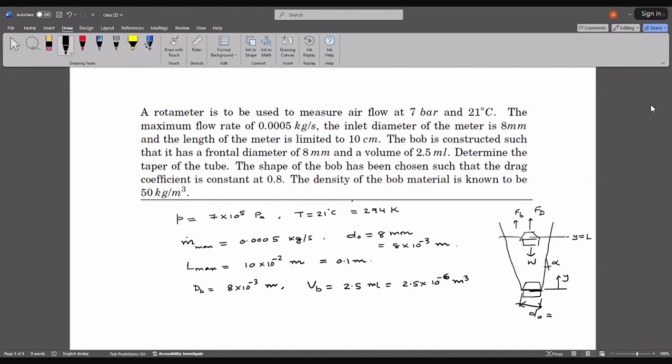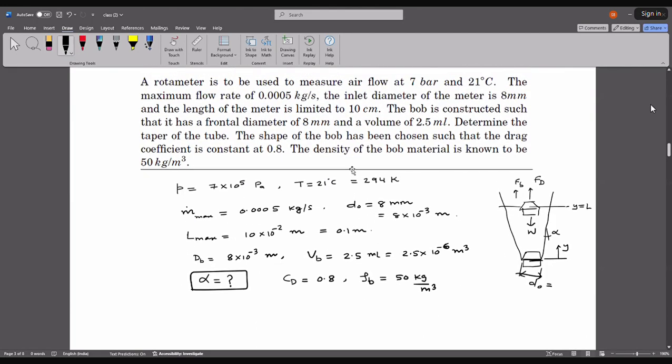Determine the taper of the tube. So that means you are asked to find what is the alpha, taper angle. The shape of the bob is chosen such that the drag coefficient is constant. The CD is 0.8. The density of the bob material, rho B, is 50 kg per meter cube. So you are only asked to find alpha.